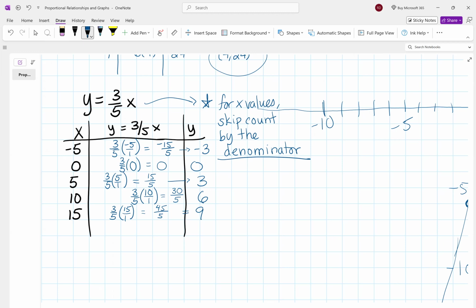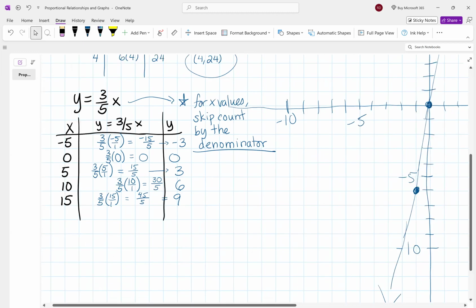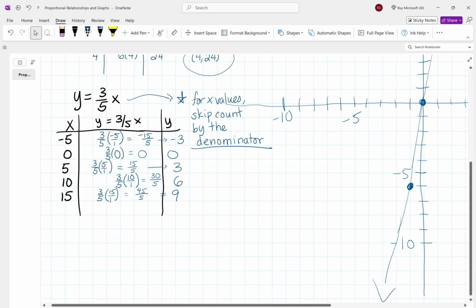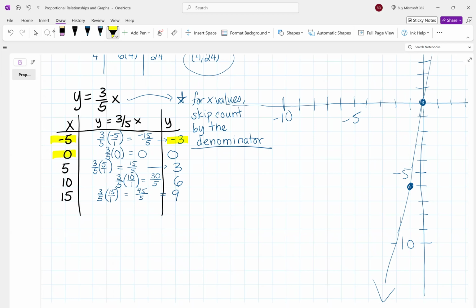And then from there, that's where I get my ordered pairs. And now you can sort of see that my ordered pair is the XY combination. So I'm going to write these out, but if you see that and you don't want to write them out, that's okay. So -5, -3, then I have 0, 0, then I have 5, 3, then I have 10, 6, and then I have 15, 9.